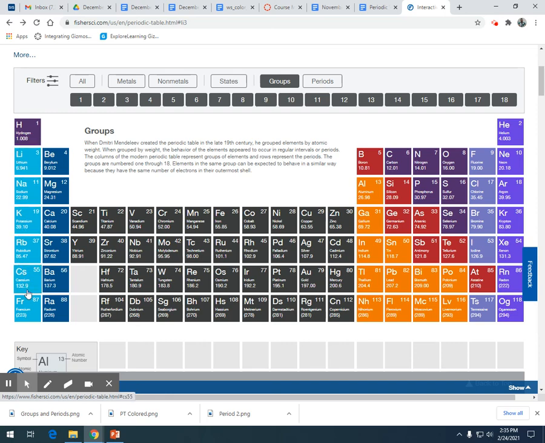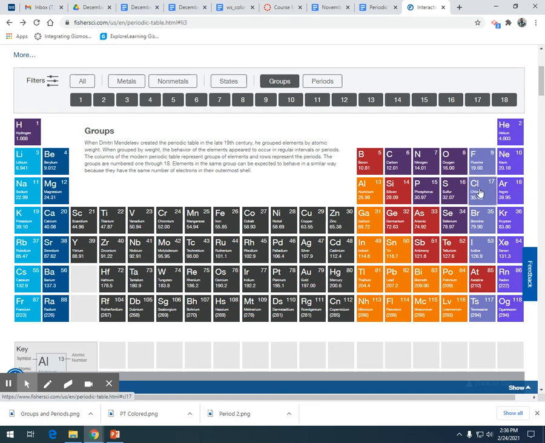Remember that group 1 has one extra, right? It's got a full shell plus one extra. So group 1 really wants to just give away that extra electron. And remember, as you read it like a book, left to right, top to bottom, each time you move to the right, you add one electron. So let's look at fluorine. Fluorine's really close to neon. That means it's one electron away from having a full valence shell. So it's very unhappy like that. It really, really wants to take another electron from another atom because then it would have a full shell.